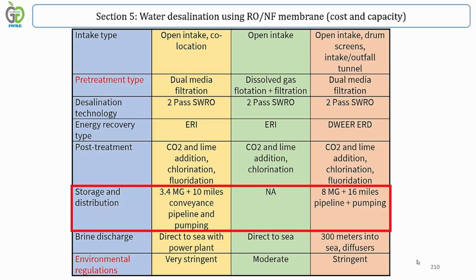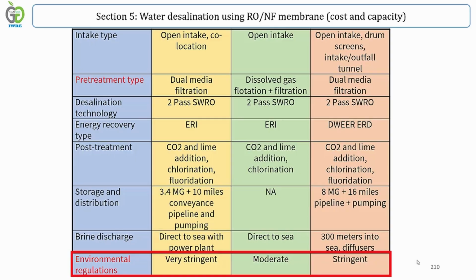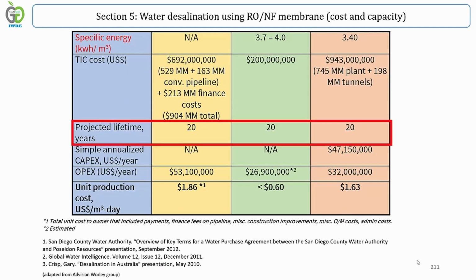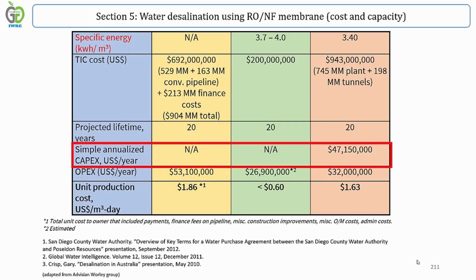Storage and distribution for these projects is different, but for the Persian Gulf it is not available. The brine discharge for the USA and Persian Gulf is direct to sea, but there is a 300 meter distance for Australia. There are differences in environmental regulations for these projects. In the USA it is very stringent, for the Persian Gulf it is moderate, and Australia is stringent. A projected lifetime of 20 years is considered for these projects. The capital cost for the USA and Persian Gulf is not available.